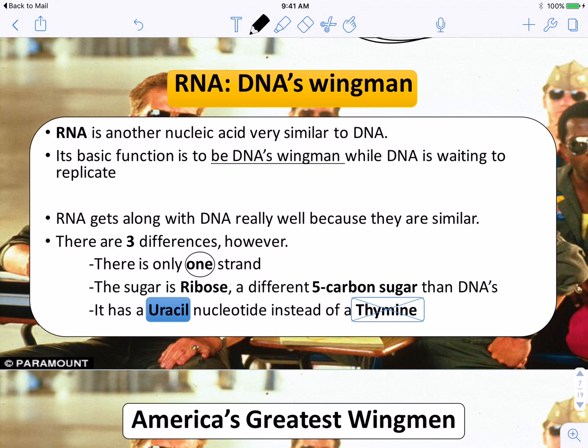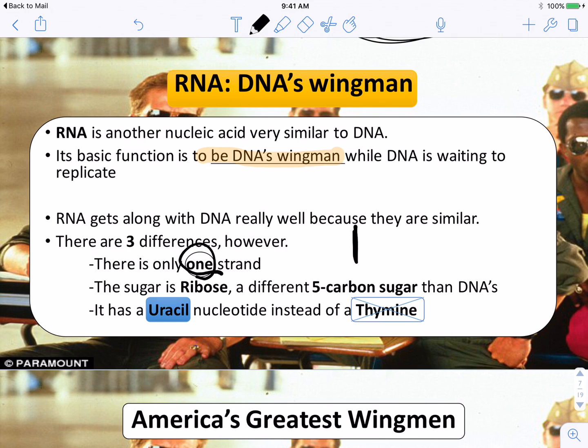Remember, RNA. So, medical detectives class, you guys have heard RNA. If you're not in it, don't worry about it. But RNA is basically DNA's kid brother. So it's got one strand, and it has a few different chemical properties. But overall, it's pretty similar to DNA. It has a variety of jobs, but in DNA replication, its job is to be the wingman, while DNA is waiting to replicate. And the three basic differences are RNA only has one strand.